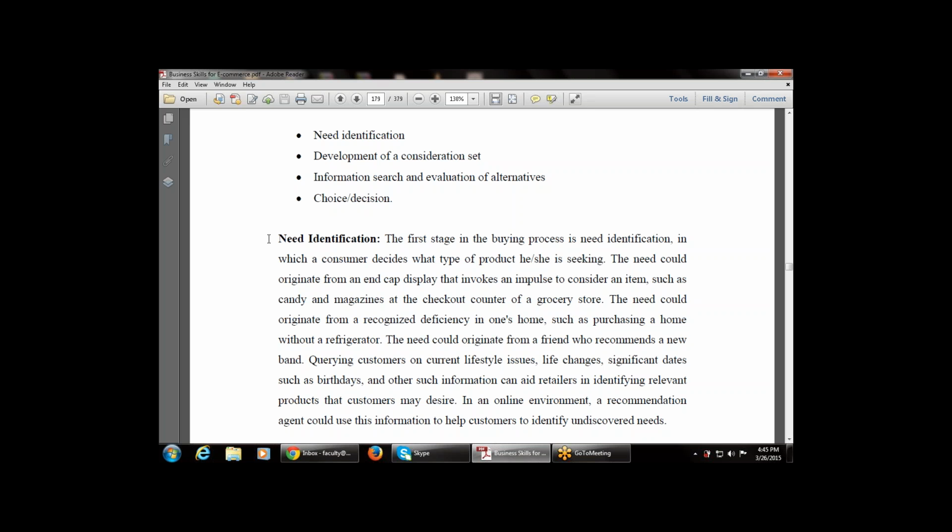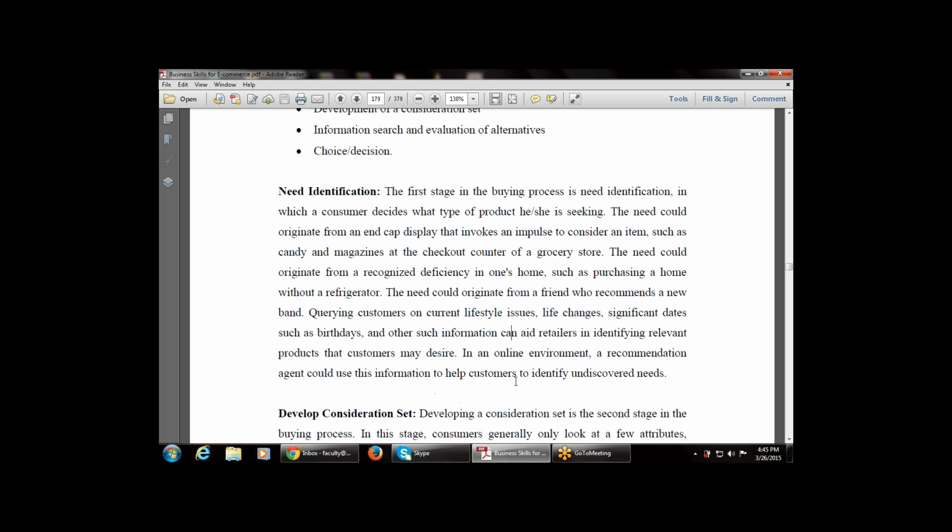The need could originate from a recognized deficiency in one's home, such as purchasing a home without a refrigerator. Suppose I want to purchase a home without any refrigerator. That is my need. So the first stage in the buying process is need identification: the customer identifies what the need is. Customers have different lifestyles, and significant dates such as birthdays and other such information can aid retailers in identifying the relevant products a customer may desire.